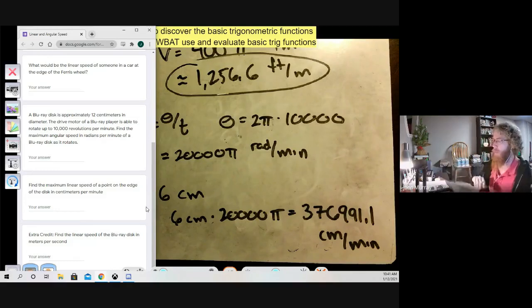All right, so for the extra credit, I don't think we've gone over unit conversion. We might have at the beginning of the year. I forget, though. Let me write this down, though, and then we'll take a look real quick at that.